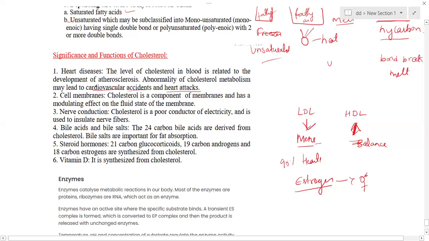Then coming to the other significance and function of this cholesterol, cell membrane. The cholesterol is a component of the membrane and has a modulating effect on the fluid state of the membrane. So fluidity, you have heard of the fluid mosaic model. So the plasma membrane always maintains fluidity.